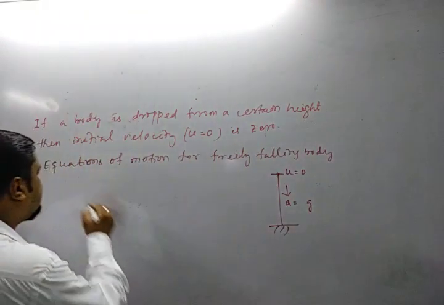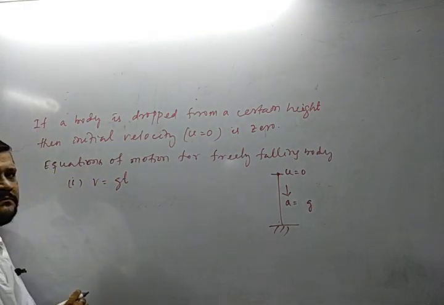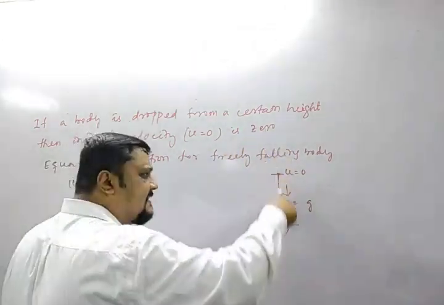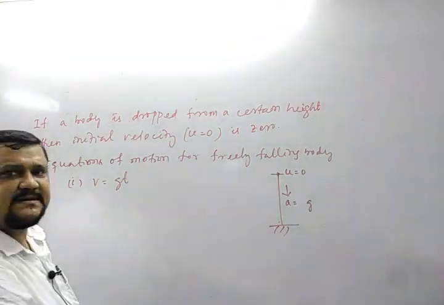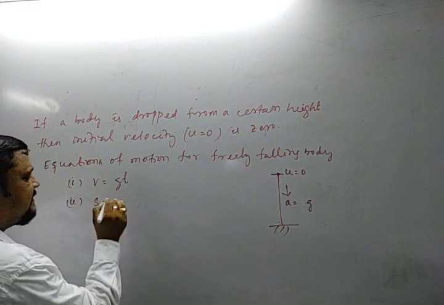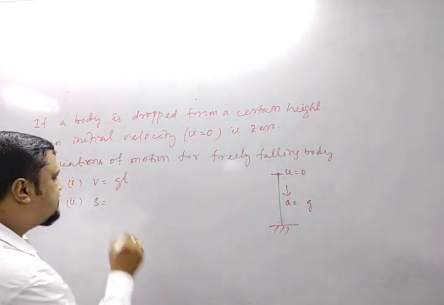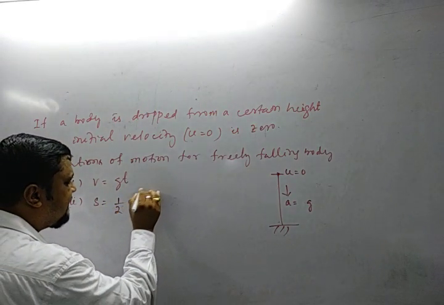So what are the equations? First one, v is equal to gt. If you use the sign convention, the body is moving in this direction, so v is downward, so this is minus, so the minus gets cancelled. Next, the second one, s is equal to ut plus half at square. a is equal to g, and u is 0, so ut is 0, so this is half gt square.